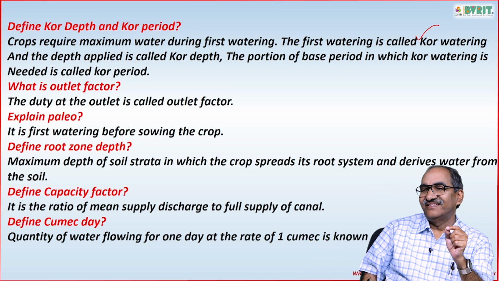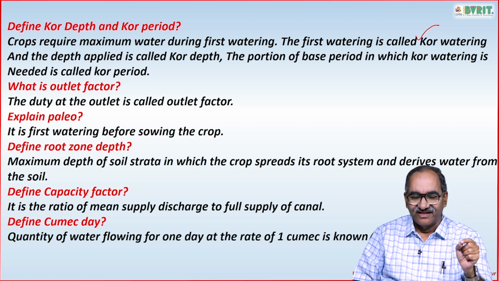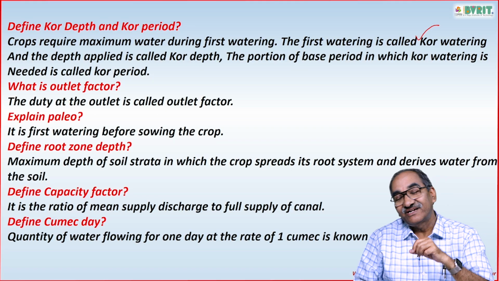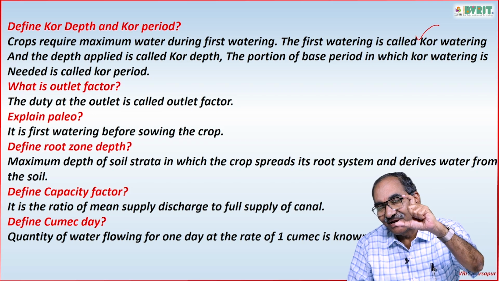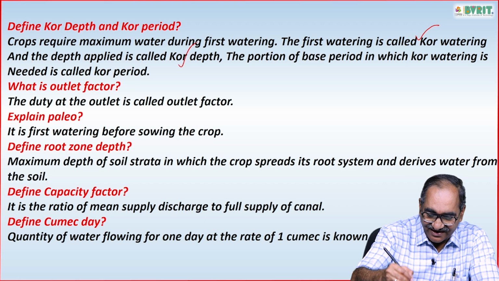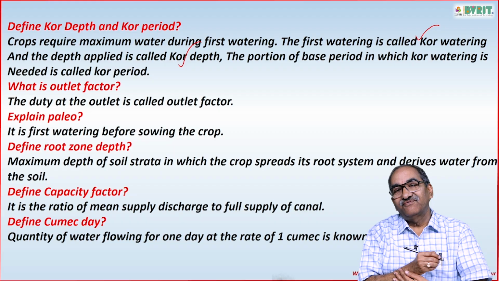Core watering is the amount of water that you are supplying in the first watering to the field. Whatever depth of water you are supplying during the first watering is called the core depth. And what is the period? The portion of the base period.